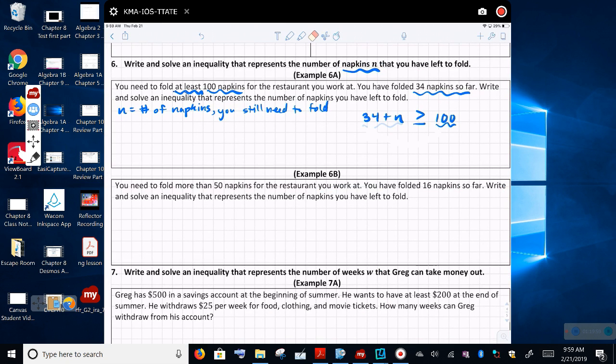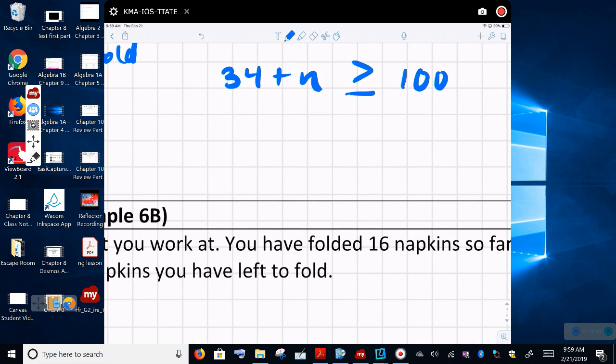Now that's the first part of the problem, and it's probably the toughest part. The last part you need to do is just actually figure out how many napkins at least you need to fold. So in this case, all we have to do is subtract 34 from both sides. Those cancel on the left, and you have n greater than or equal to 66. So the minimum you would need to fold is 66 napkins. Okay.